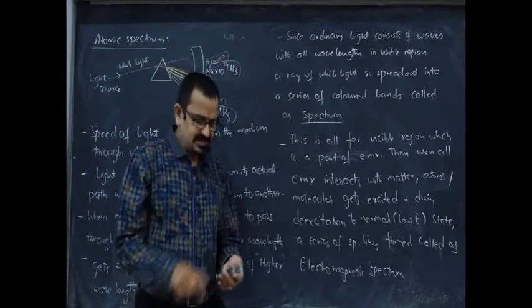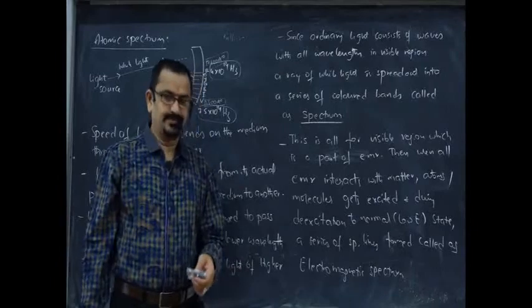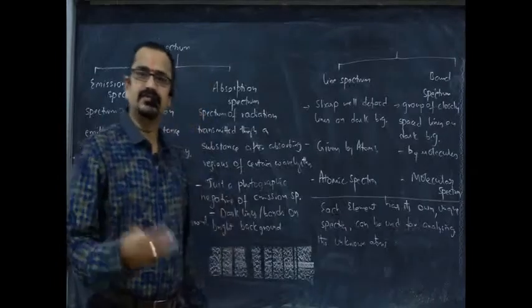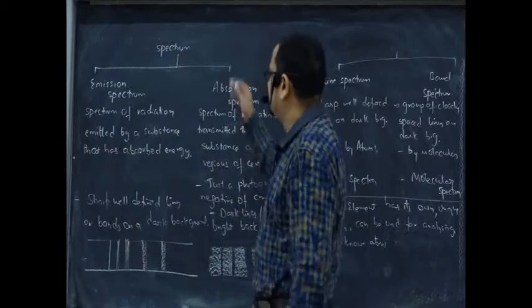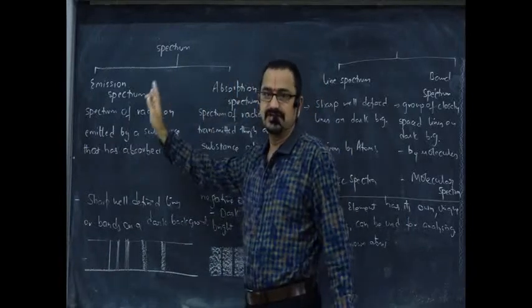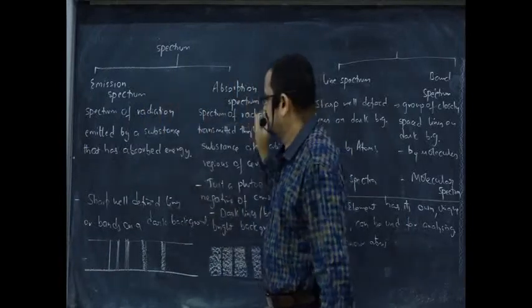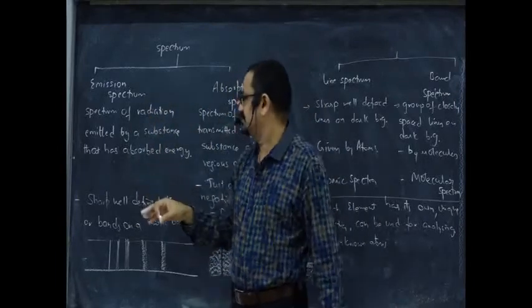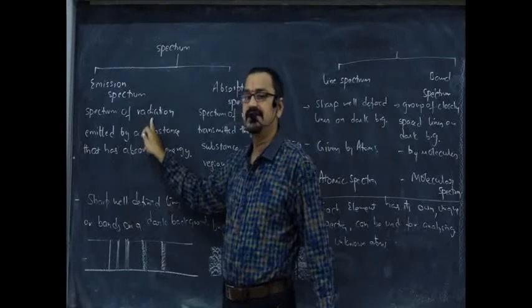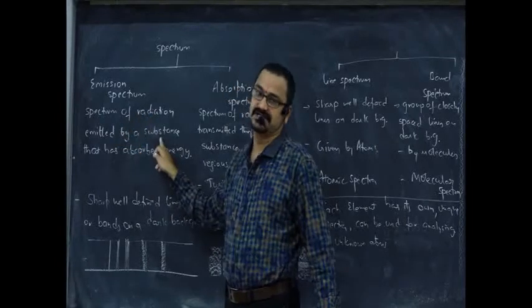Now, the next topic: types of spectrum. Spectrum is basically of two types. One is emission, the other one is absorption. Emission spectrum means it is the spectrum of radiation that is emitted by a substance.